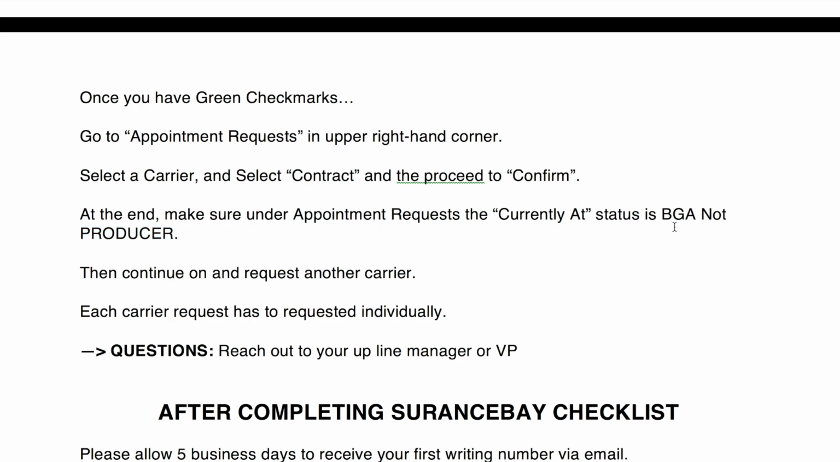BGA means it's with us at Family First Life and we're working on getting it off to the carriers. If it still says Producer, that means you haven't confirmed it or haven't completed it. After you do this, then you can continue on and request another carrier. So each carrier request has to be requested individually. So hope that makes sense.